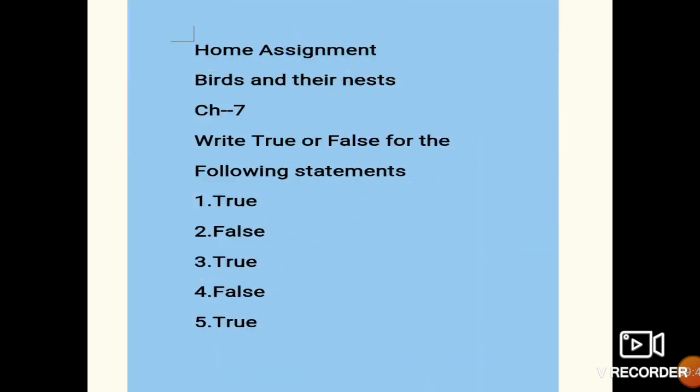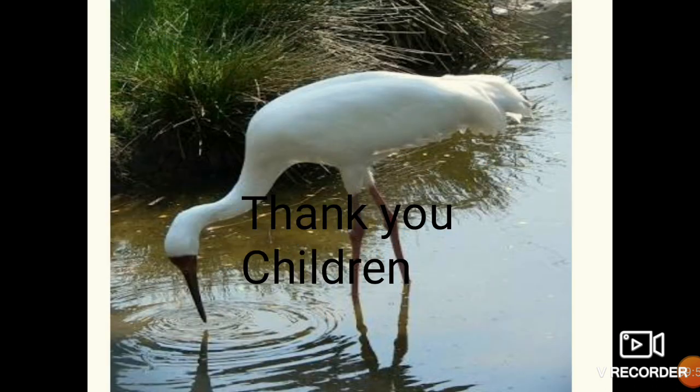And after this, your homework is true or false. I am also giving you the answers. You just write down and match with my answers. The first is true, second is false, then true, then false, and the last one is true. This is the picture of the Siberian crane again. Okay, children, tomorrow I will show the picture of the Arctic tern.